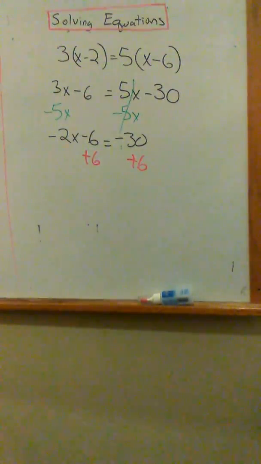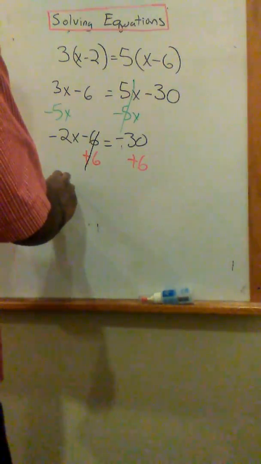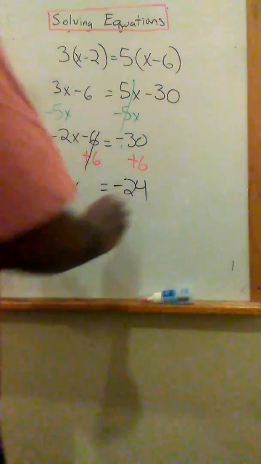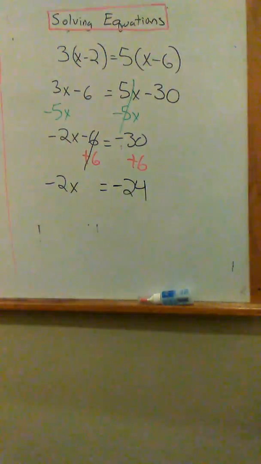Okay, after you add 6 to both sides, what is negative 30 plus 6? Negative 30 plus 6 is how much? Okay, negative 24. Okay, and then negative 6 plus 6 is nada. Okay, how do you get x by itself? Add, subtract, multiply, divide.